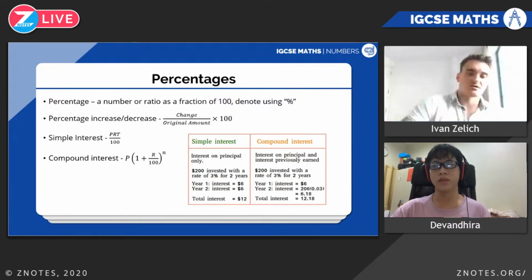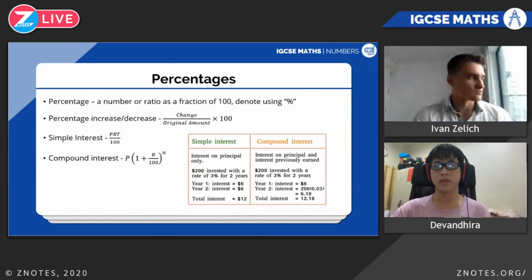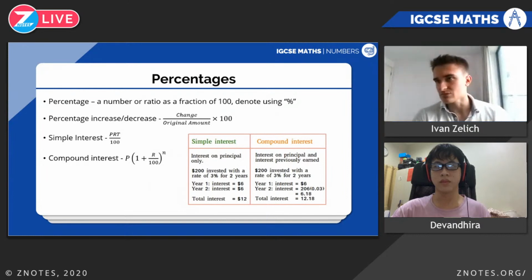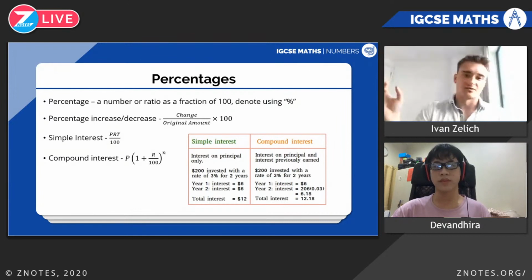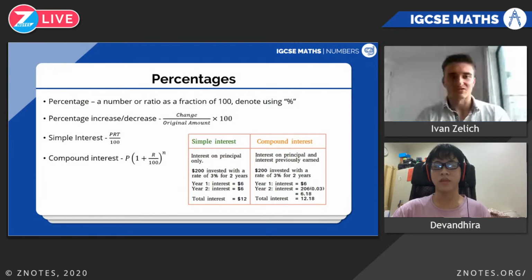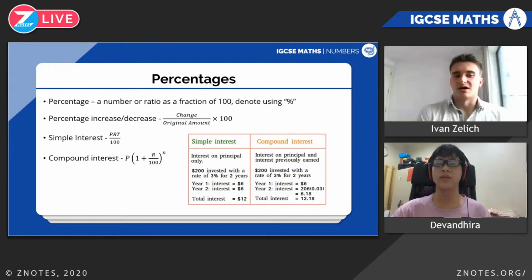Percentage increase and decrease. We'll see examples of that to make sense of it. If you had $100 and then suddenly you got $110, you got $10 from a mate, then the change is $10 and the original amount is 100. So that is 10 on 100 times 100, which is 10. So a 10% increase. Very simple calculation there.